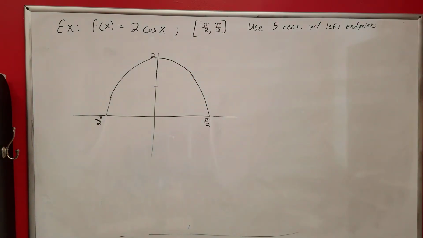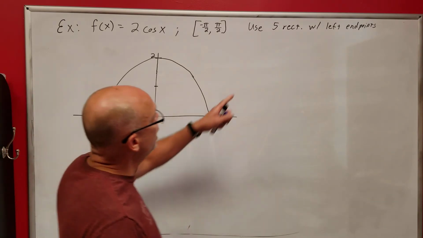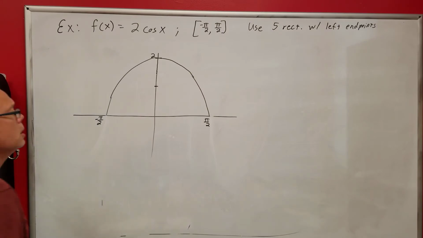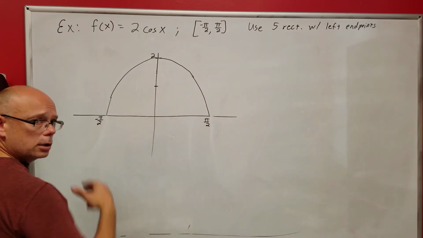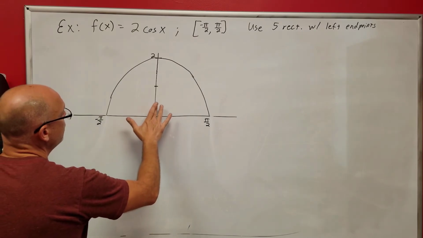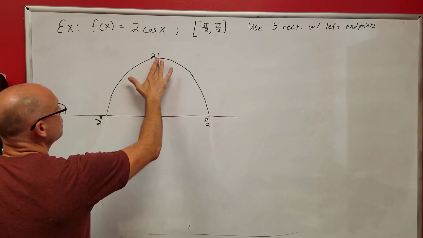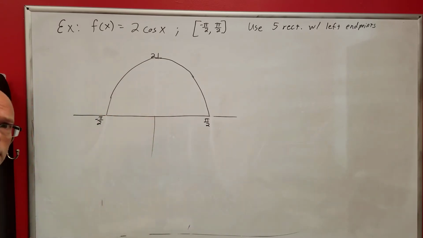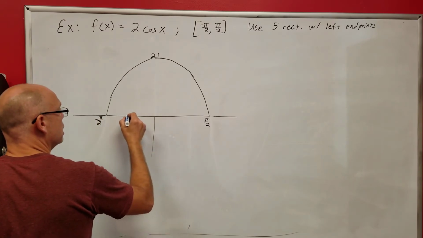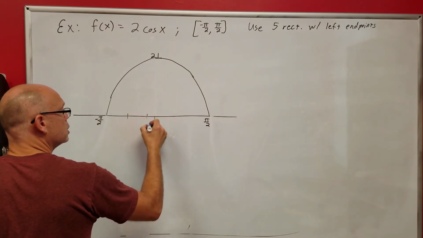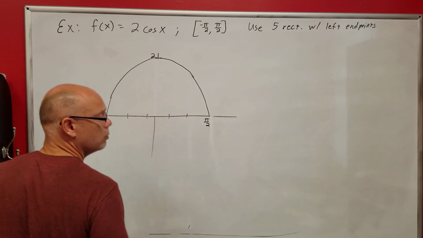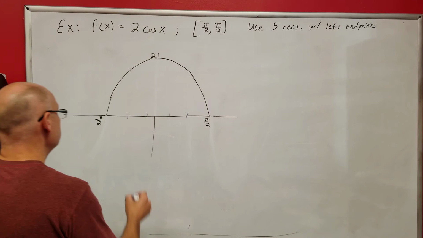All right, what do they want me to use here to estimate that area under the curve? 5 rectangles with a left-hand endpoint. All right. So I'm going to break this interval into 5 rectangles, okay? Maybe what I'll do for right now is I'll lose this axis right here. Okay, 5 rectangles. So let me see, maybe 1, 2, 3, 4 will give me 5 rectangles if I do it that way.